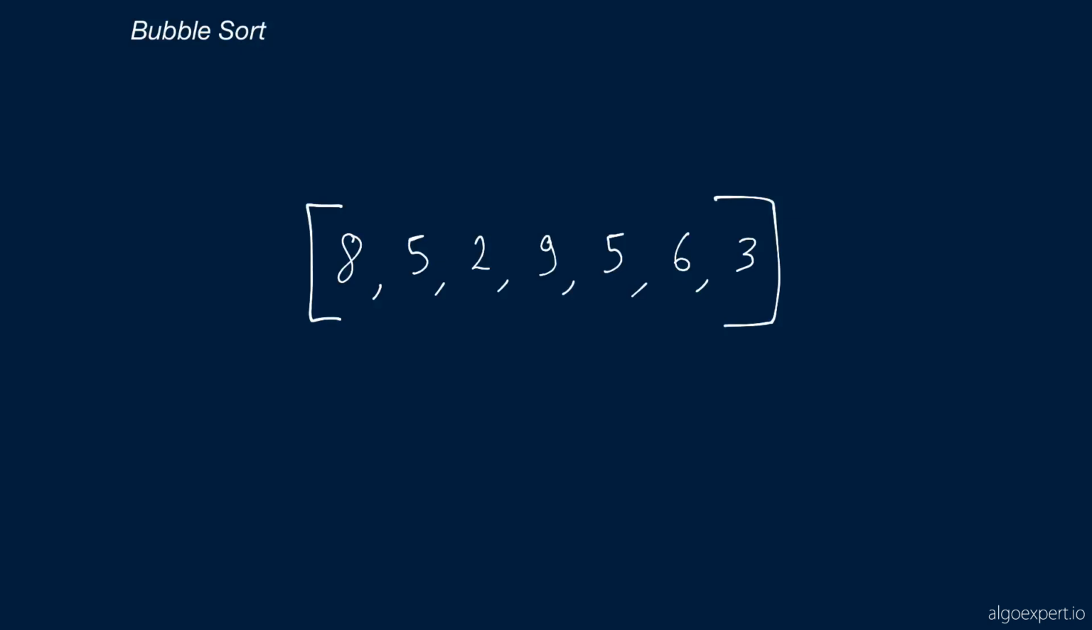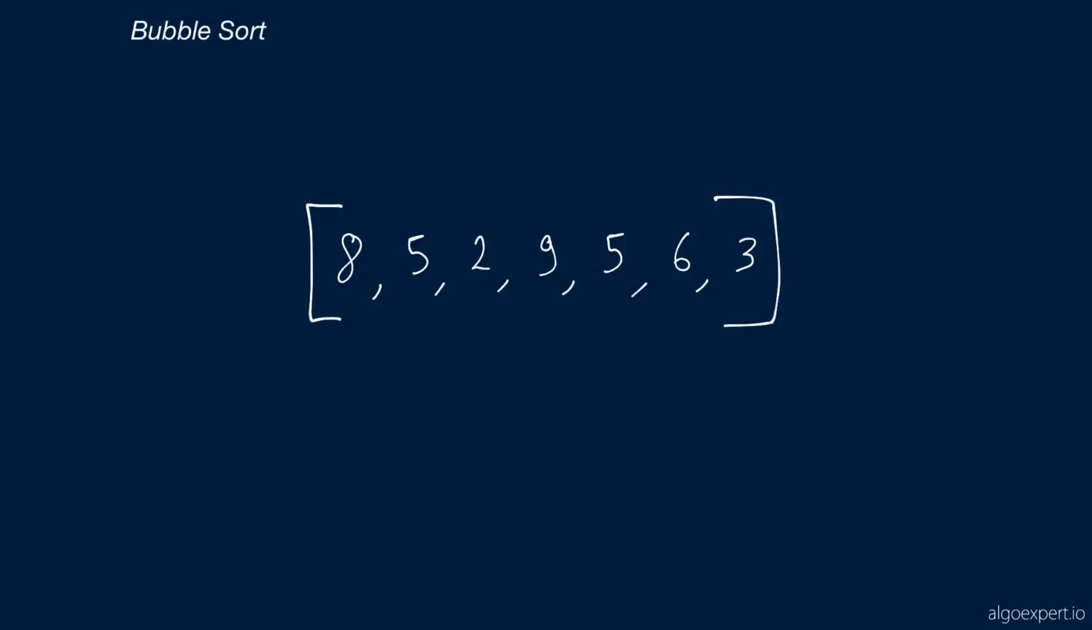But if they're not in the correct order, like in this case, it's pretty obvious that 8 and 5 are not in the correct order. 8 should come after 5. Then we swap the numbers. We swap the numbers in place, and then we continue traversing the array. We continue moving on to the next number and continue doing the same thing.